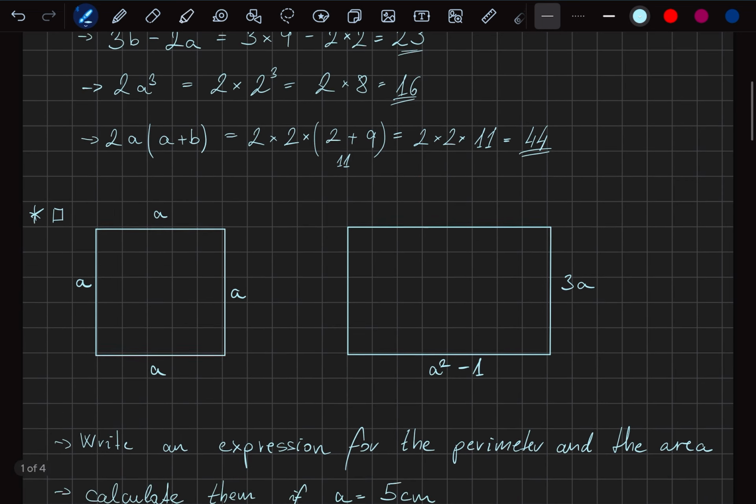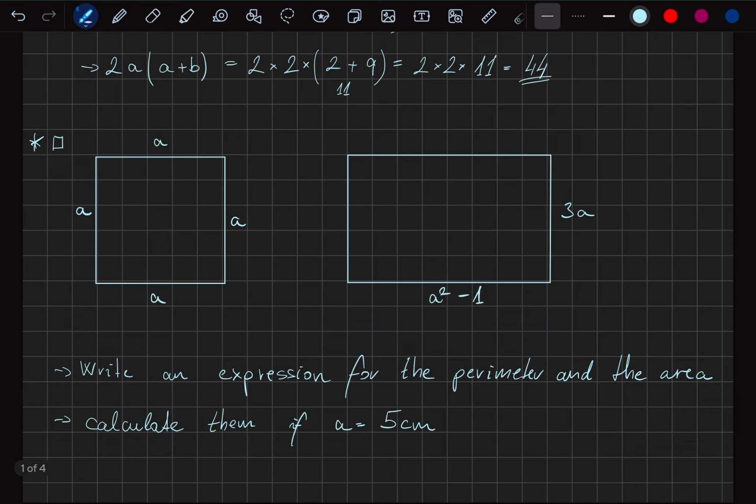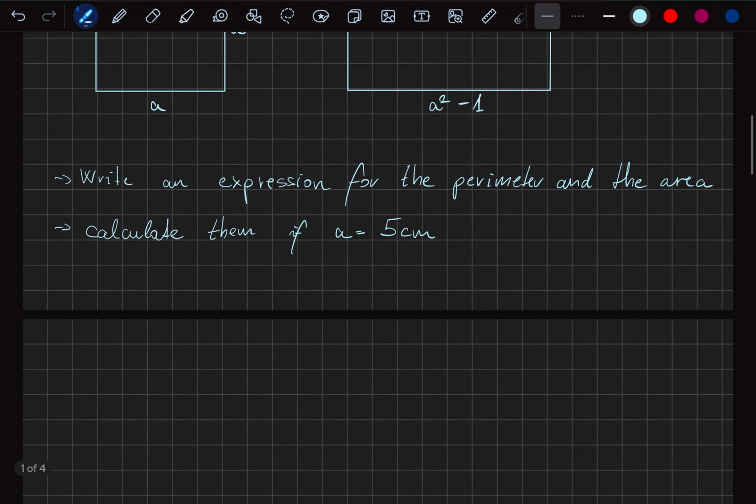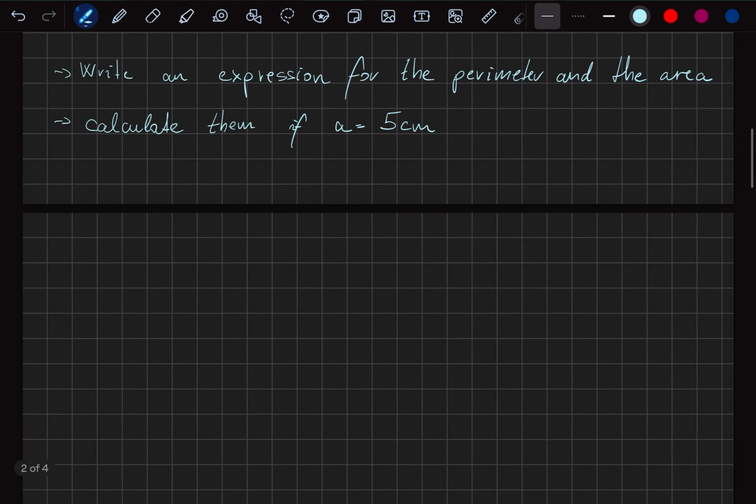Next one, it's a special one. I put here a star. It will be a little bit harder. We have a square and a rectangle. Write an expression for the perimeter and the area. Basically we will substitute into the formula, but first just the a, and the a squared minus 1, and the 3a. First we will start with the square.